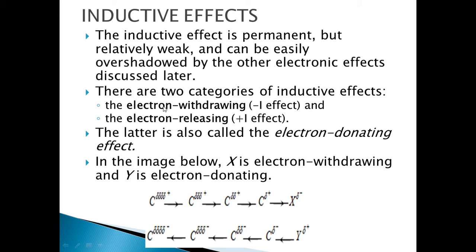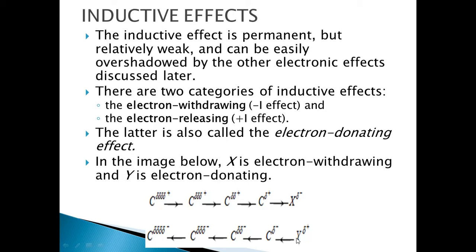There are two types of inductive effect. You have the positive inductive effect and the negative inductive effect. Negative inductive effect is when you have an electron withdrawing species attached to a carbon chain, which is drawing the electron toward itself. But in the case of positive inductive effect, we have an electron donating species, donating electron towards the chain of carbon atom.